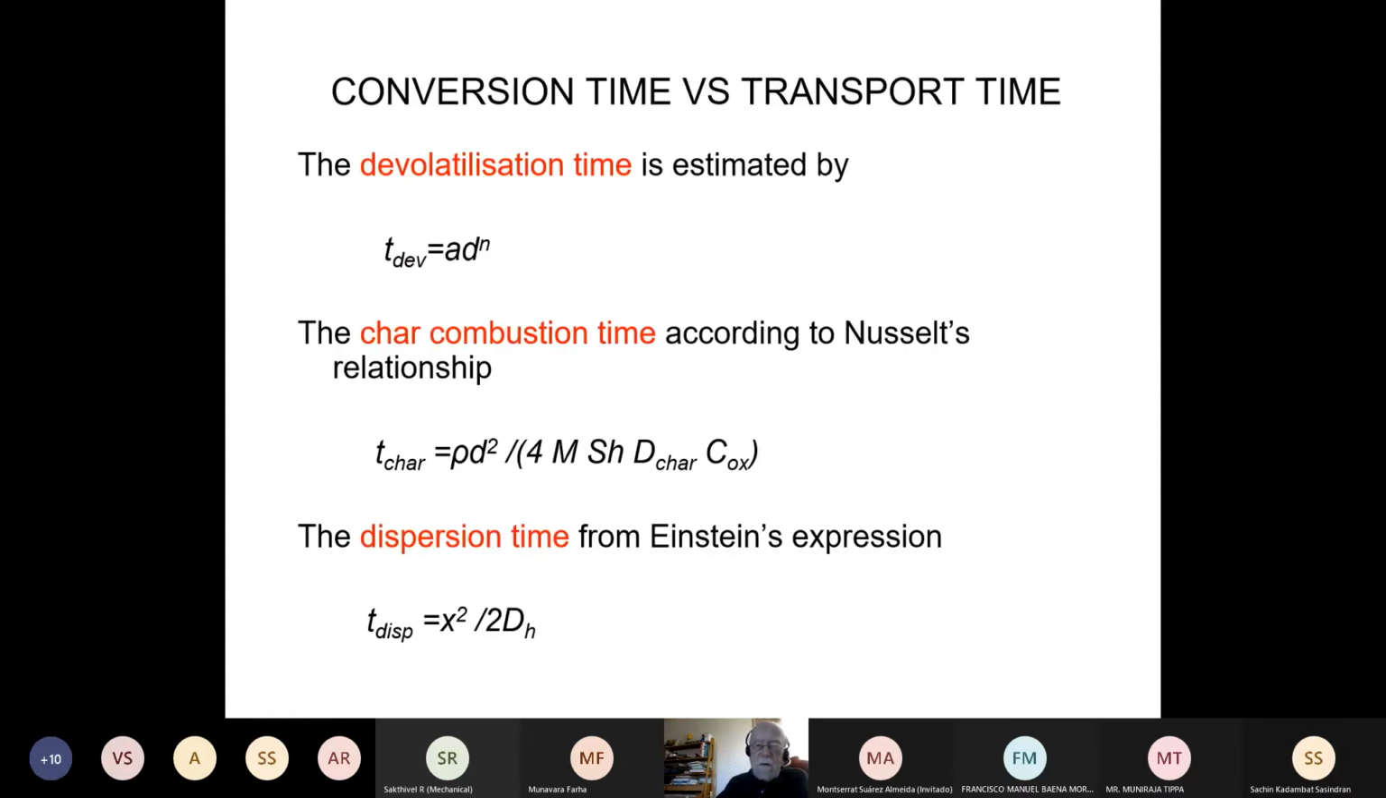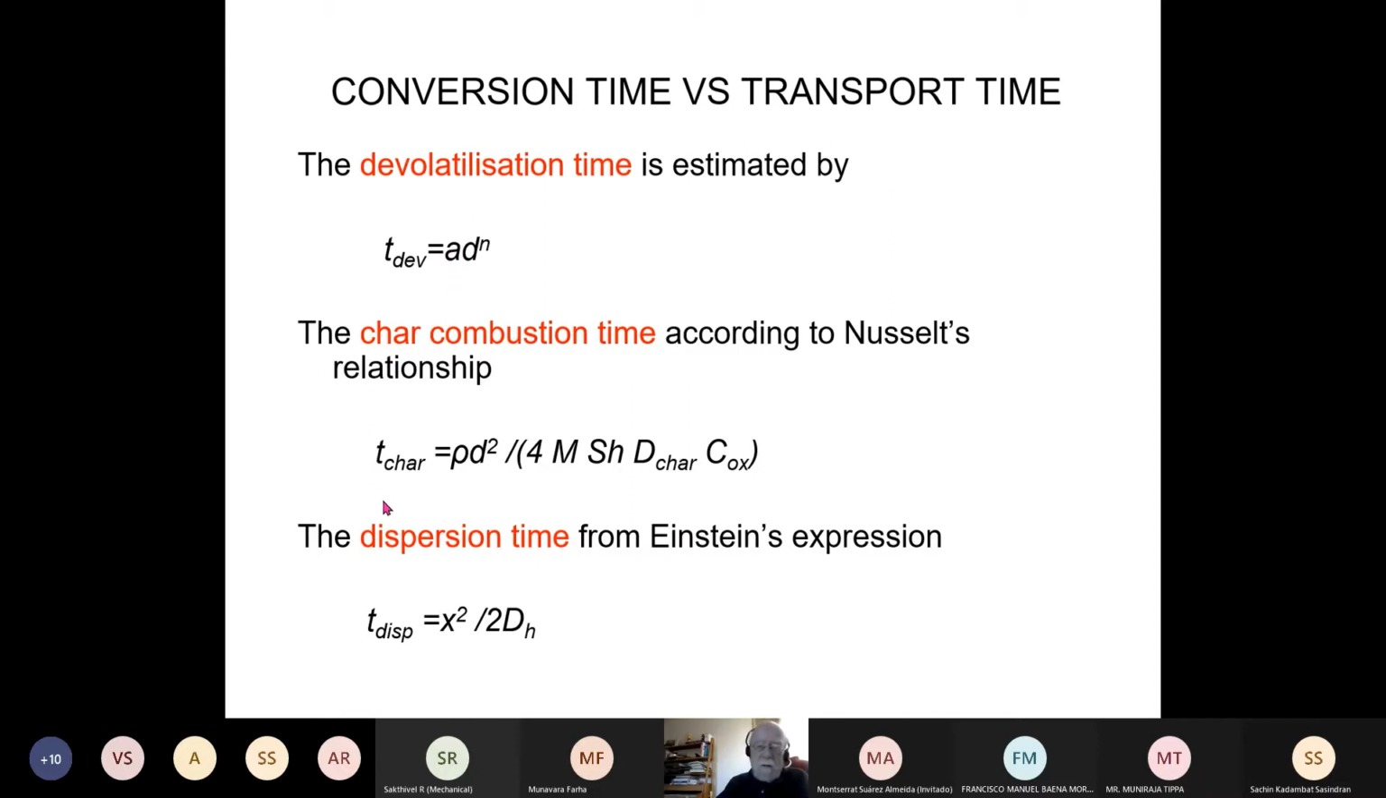We use the relationships that we have discussed previously. We have the volatilization, char combustion, and then we are interested in the dispersion. The volatilization time, I have said, could be expressed in a rather simple way, related to the diameter of the particle to some power. For large particles, it was a little less than 2, and for small particles, maybe 1. And this is a coefficient simply.